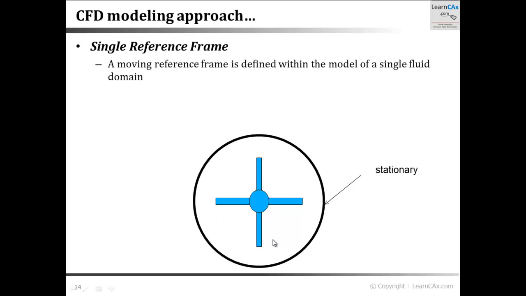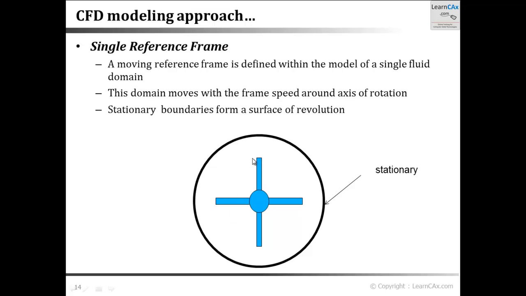So a moving reference frame is defined within this model of a single fluid domain. This domain moves with the frame speed around the axis of rotation, which captures the rotational effect of these blades. The stationary surface, that is this boundary, forms part of a surface of revolution. So this moving frame takes care of the rotation effect, and this surface of revolution is defined as a stationary wall. It also can be modeled using a periodic type of model.